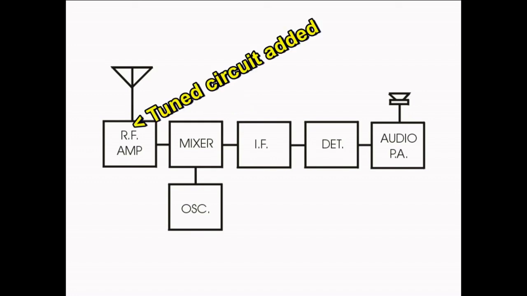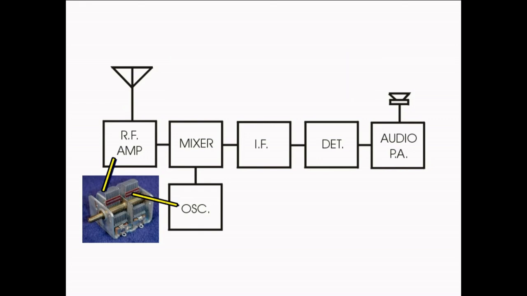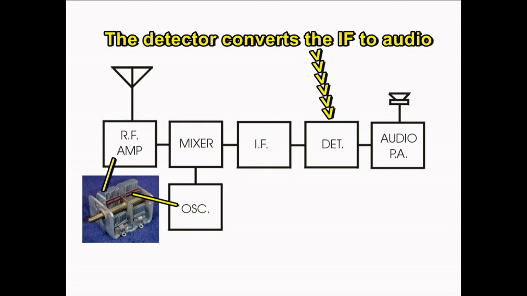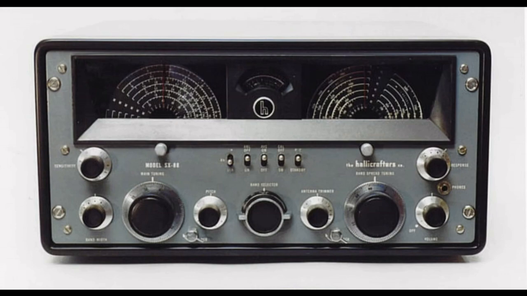To solve this problem, AM broadcast receivers added a tuned circuit that tracked 455 kHz below the oscillator. And it did a good job of rejecting that unwanted signal called an image. A two-gang variable capacitor tuned both the resonant preselector and the local oscillator. This concept did not work so well, though, when we tuned to higher frequency. Tracking the oscillator to the input tuning was difficult, and the filters were not sharp enough to fully reject the image. This led to double and triple conversion radios, and a variety of filter designs over a period of about 100 years.